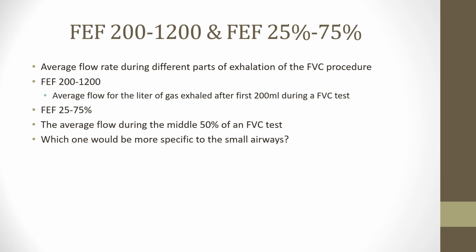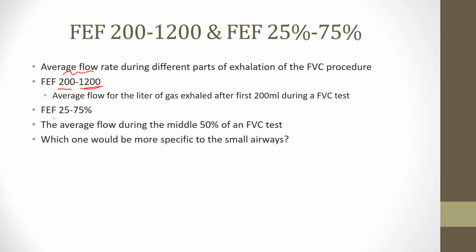Okay, the 200 to 1200 and the 25 to 75%, we already talked about this, and this is just supporting what we already talked about. So this is the average flow rate during the first part of the forced vital capacity. So we're looking at the 200 ml mark to 1200 ml mark, and how fast was the gas between the 200 ml mark and the 1200 ml mark, right? For that liter of gas, how fast did it go, right? And that tells us about those large airways, okay?